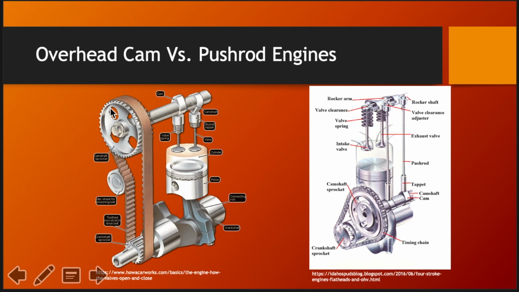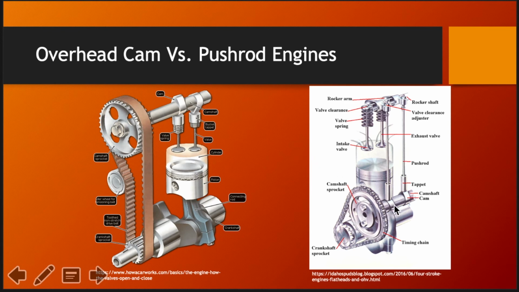And as the crankshaft spins this belt here in this situation, spinning this gear, the shaft turns, and the lobe goes around and pushes down on the valve, opening up the valve, letting in the intake mixture, and then the same thing on the exhaust side.